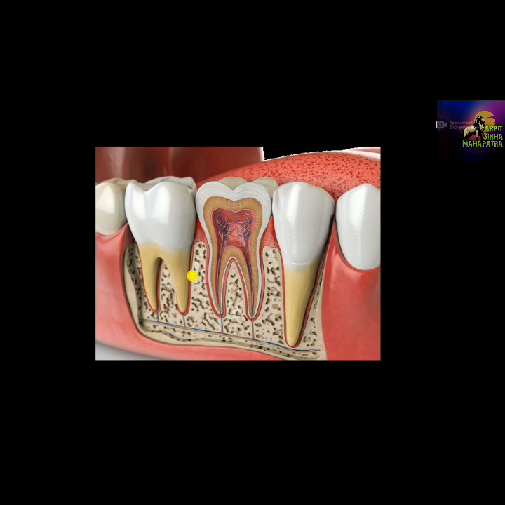So we will notice that there is a white colored part. Notice this part. This part is called the enamel. The enamel is the hardest part of our human body. It is the hardest material, we also say. So it's called the enamel.